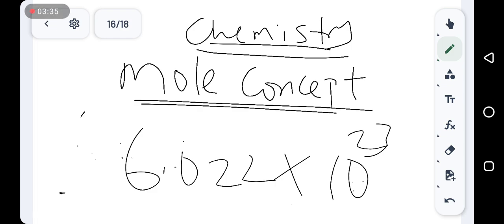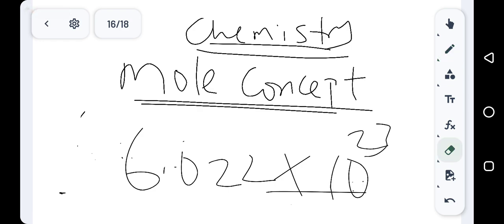Now, in chemistry, we can use this mole to determine the number of particles that any substance contains. Therefore, we can convert mole to number of particles. We can convert number of particles to moles. We can convert moles to mass, and we can convert mass to moles. Now, let me show you how to do all these calculations.